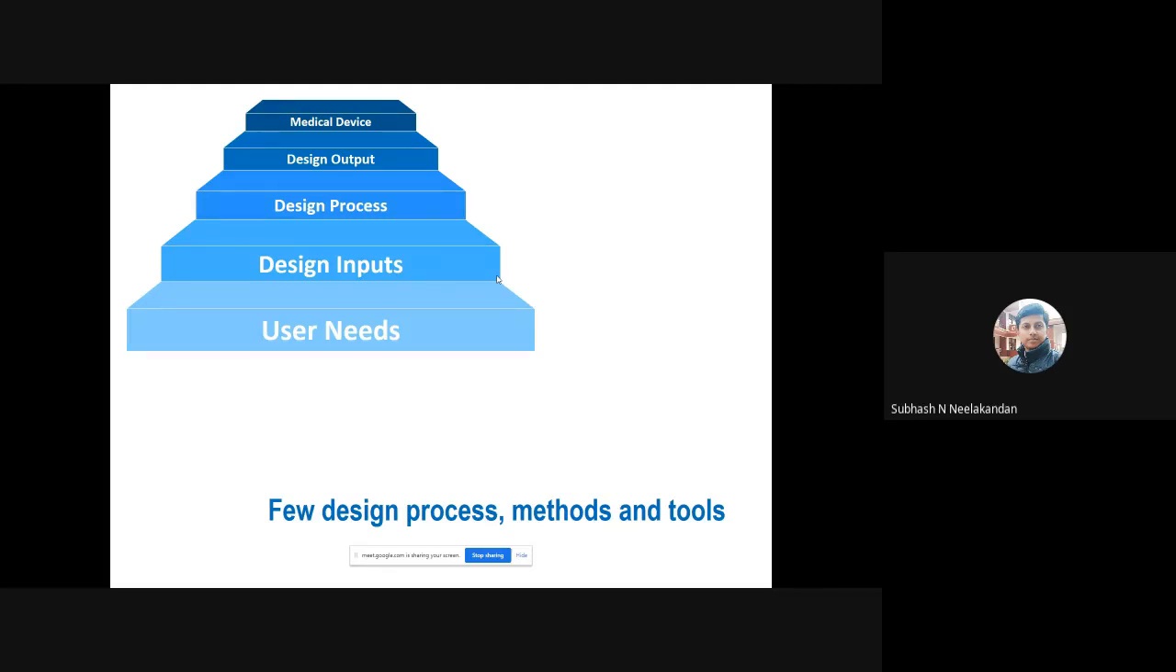Now, since I hope you are aware of the different stages of a generic waterfall model, we can shed light on a few design process methods and tools which are widely used by corporates, MNCs, and medical device developers all over the world, which in addition to this waterfall model will give your device robustness. Robustness means your device is expected to do the intended function every time, for every piece, and for a period of time.